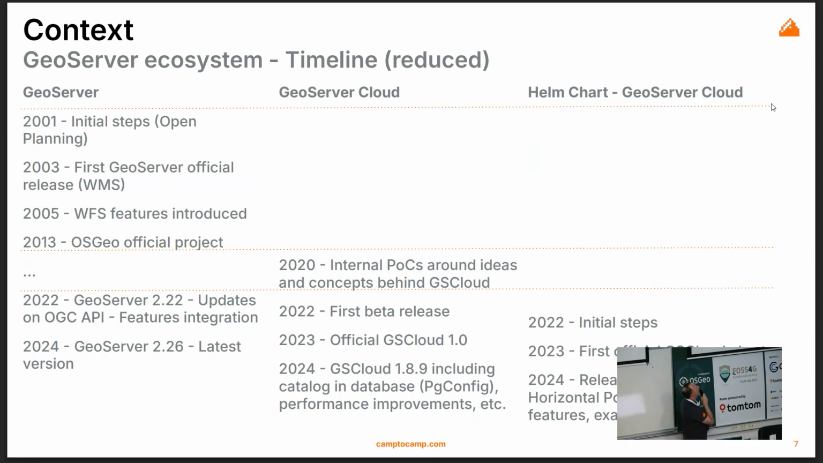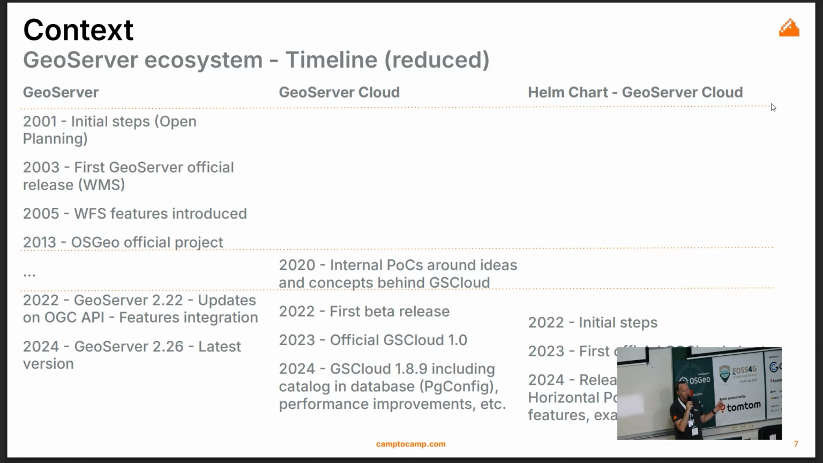So here is the timeline of the three different items. GeoServer was initiated in 2001. It became an official OSGeo project in 2013, and since then there have been regular releases. Now we are on GeoServer 2.27, which is the latest version.